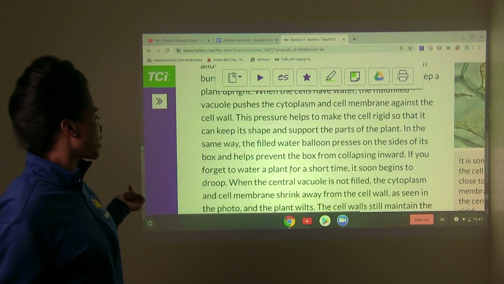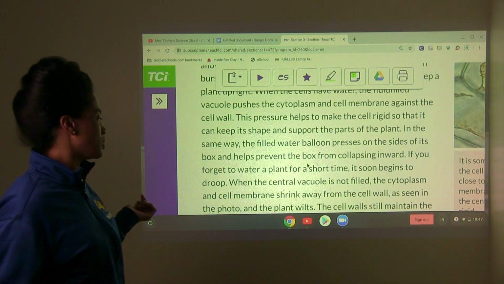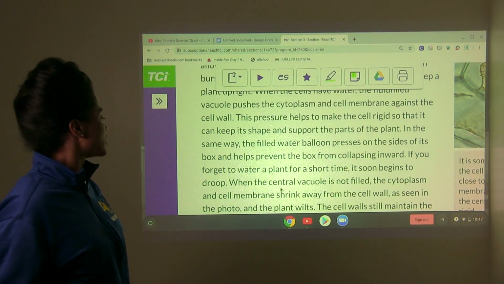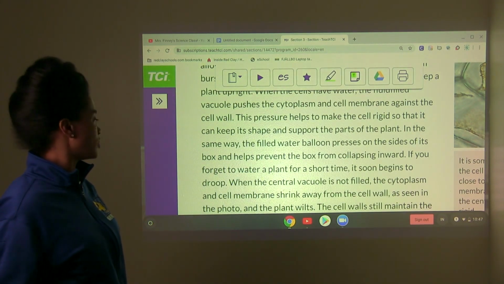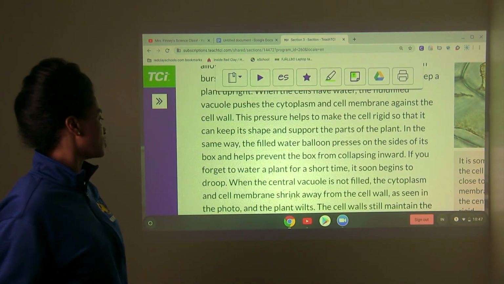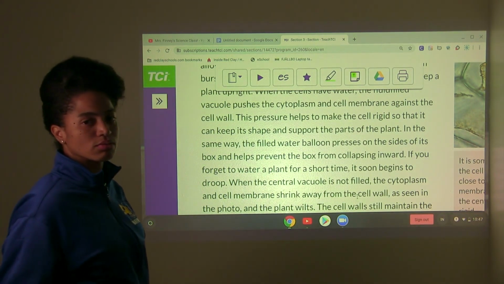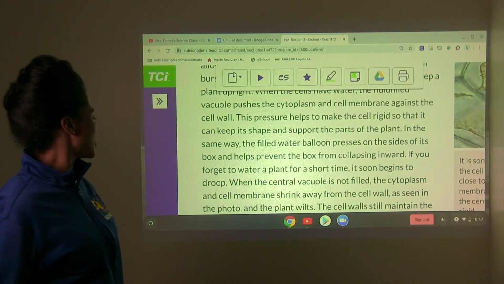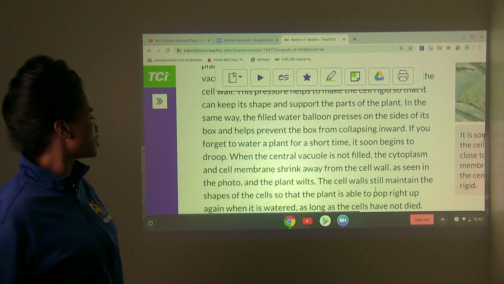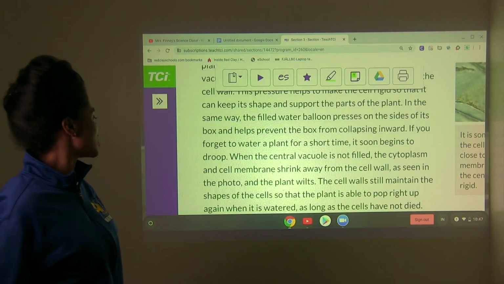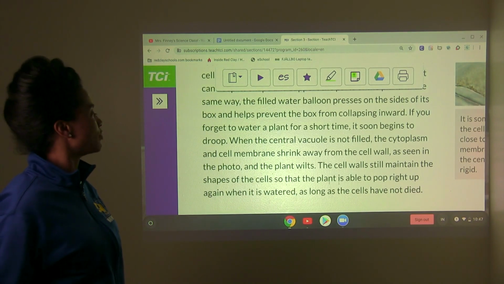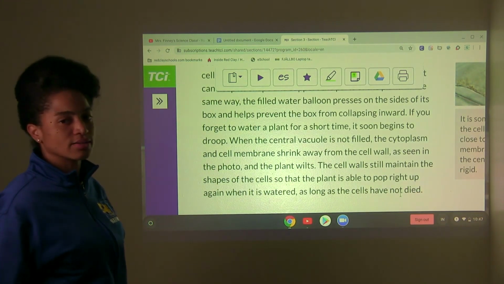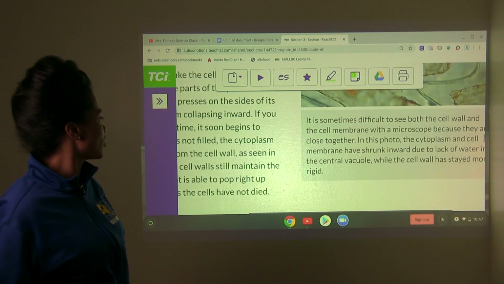If you forget to water a plant for a short time, it soon begins to droop. I'm sure you've seen that before, right? When the central vacuole is not filled, the cytoplasm and cell membrane shrink away from the cell wall. Okay, you get the picture. As seen in the photo, when the plant wilts, the cell wall will still maintain the shape of the cell so that the plant is able to pop right up again when it is watered, as long as the cells have not died. I'm sure you've seen that happen before. All right.